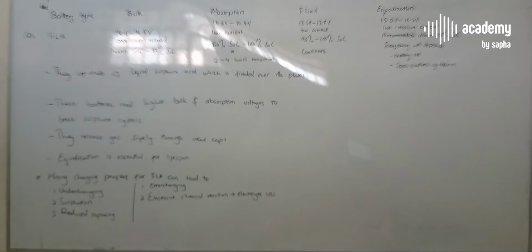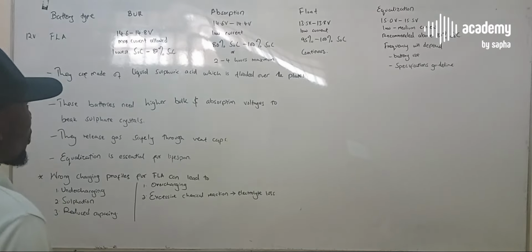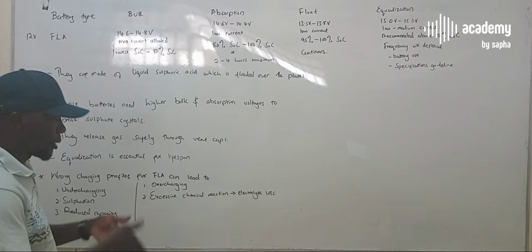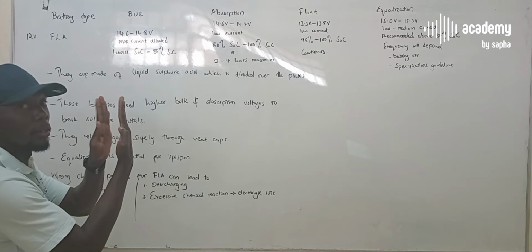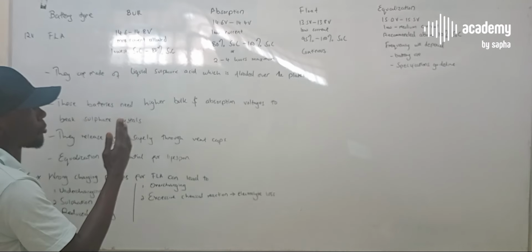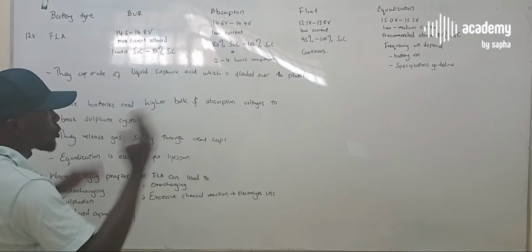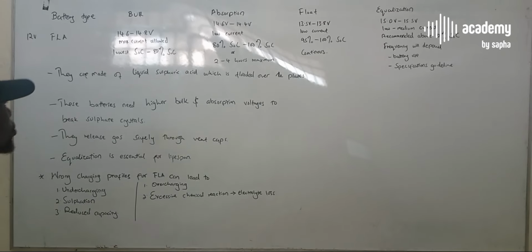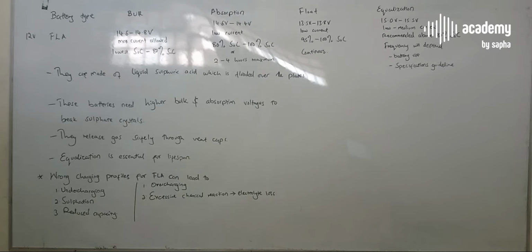So the flooded lead acid battery is made up of liquid sulfuric acid, which is flooded over the plates. When you look at it, you'll see the actual sulfuric acid, and the plates have been arranged one after the other from terminal to terminal, or from pole to pole. So these batteries need higher bulk and absorption voltages to break sulfate crystals, and they release gas safely through the vent caps. So this is also something to note.